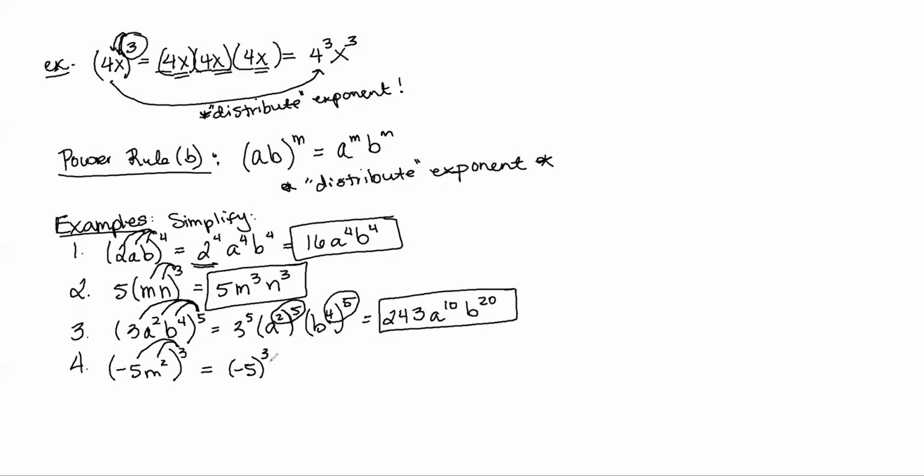It doesn't make much of a difference when we're cubing, but if you were squaring or raising to the 4th, or some even exponent, it would make a difference. So we have -5 cubed and m squared cubed. And you might get to the point where you notice that you can multiply your exponent straight away. Perfectly fine. Make sure that you're still remembering to distribute to every part of that term. All right, so -5 cubed, -5 times -5 times -5 gives us -125. And then we multiply our exponents and we get m to the 6.